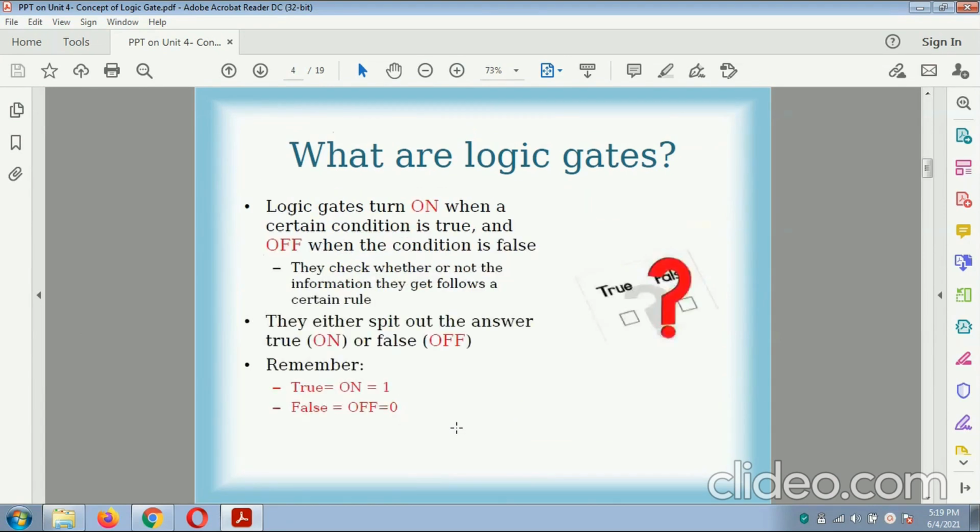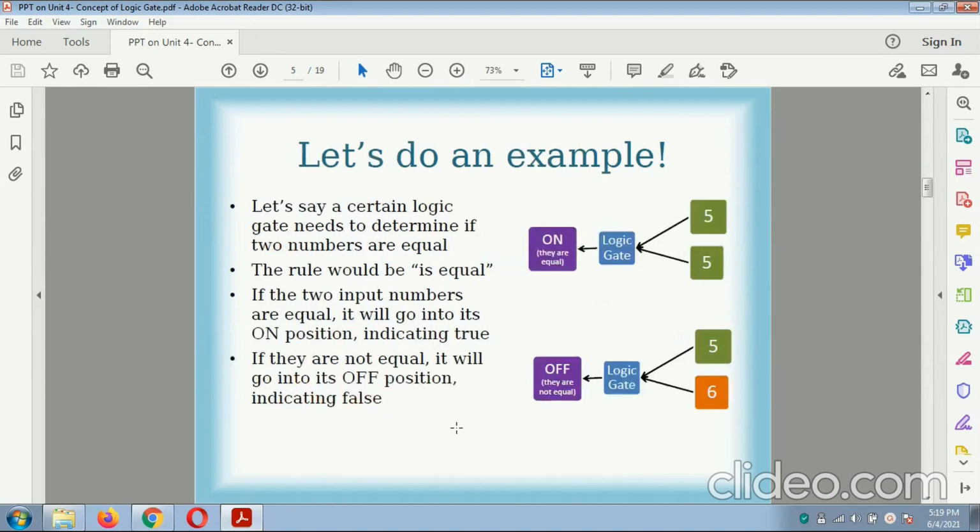What is a logic gate? The logic gate turns on when the circuit condition is true and off when the circuit condition is false. They check whether or not the information follows a certain rule. They either spit out the answer true, on, or false, off. Remember that true is equal to on, that is 1, and false, off, is equal to 0.